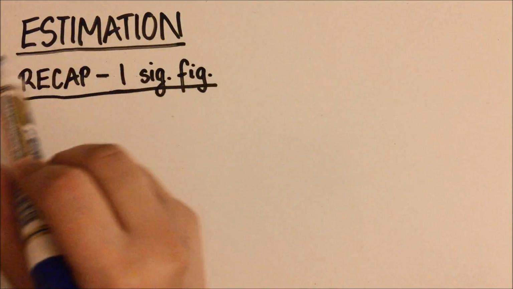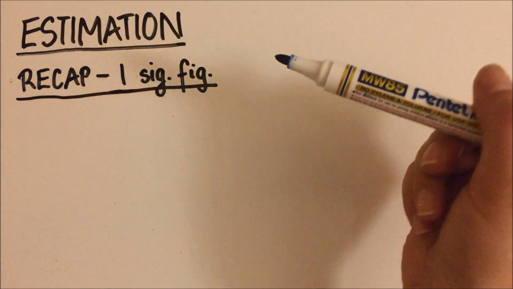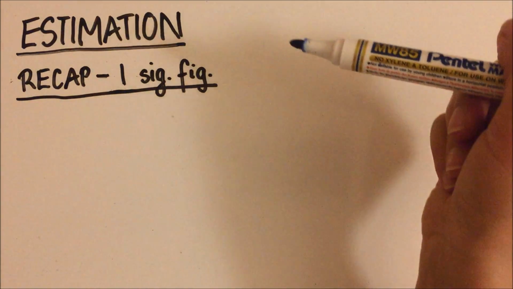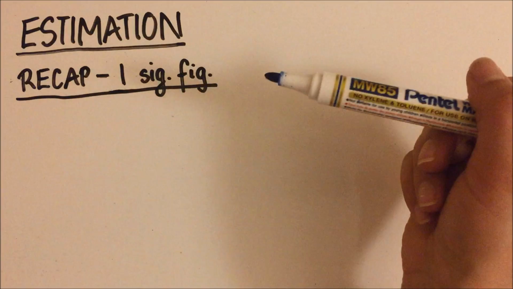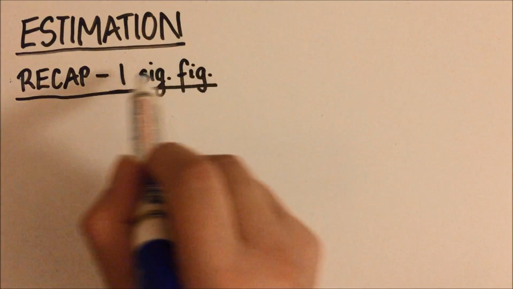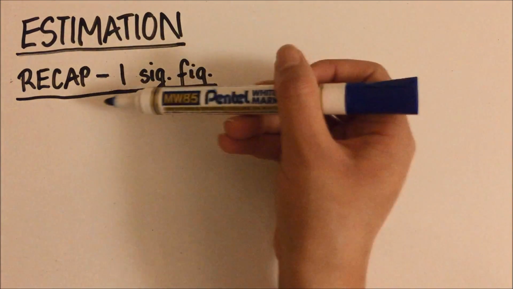I'll do a short recap on how to round off numbers to one significant figure. But if you're not sure how to do 2 significant figures or 3 significant figures, or how to round off to tens, hundreds, thousands, then I suggest you go back and look at my rounding off numbers video. But for this specific topic, estimation, you only need to know how to round off numbers to one significant figure.